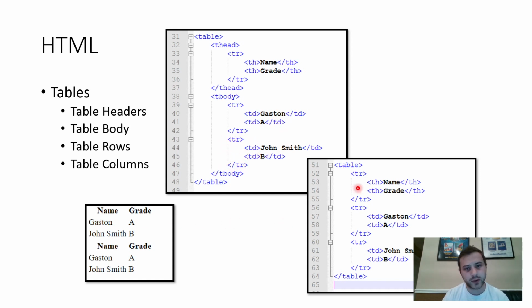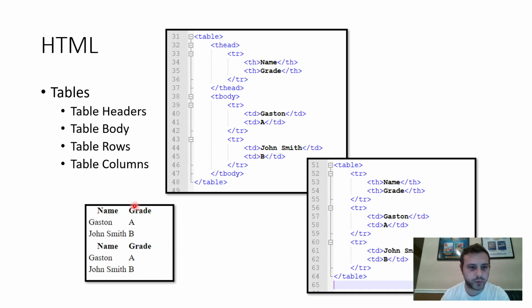Before we look at this, I want you guys to look at this. I didn't specify t-head or t-body here, but it still knows that this is a header. And how does it know that it's a header? Because I specified th right here. And notice that right here, it's actually td and not th. td just means that it's a column.